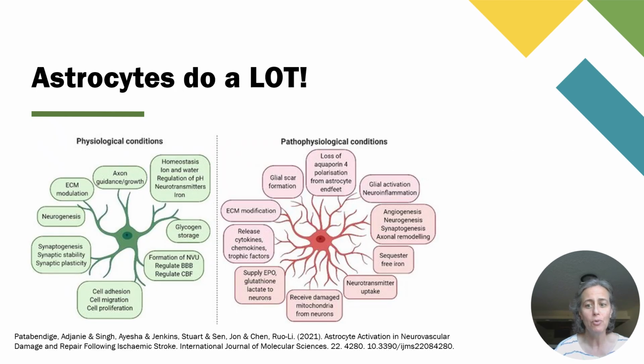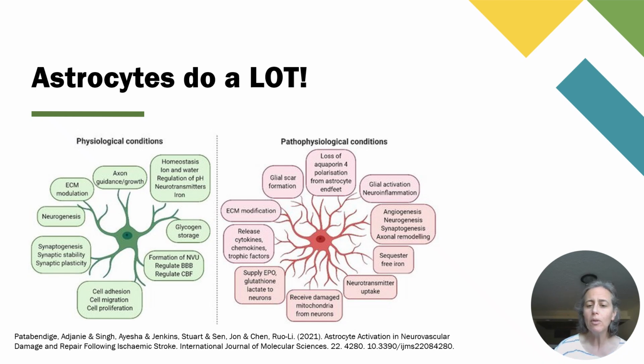So just remember, they do a lot. So these are 3 really, really big categories of things, and we kind of glossed over modulation of synapse. We kind of glossed over trophic factors. So this is a graphic that I found from a study from not too long ago, looking at how astrocytes are involved in repair and also sometimes some of the damage that occurs after somebody has a stroke.